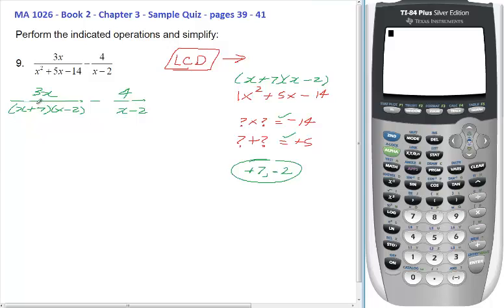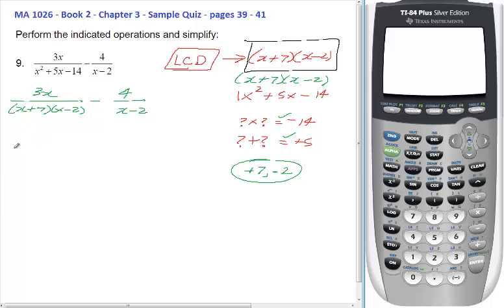Choose your LCD after you factor, if your denominators are factorable. I need one of every factor. So x plus 7 is a factor I need, and I need x minus 2 as well. Do I need to repeat either? No. So I have my LCD: x plus 7 times x minus 2.